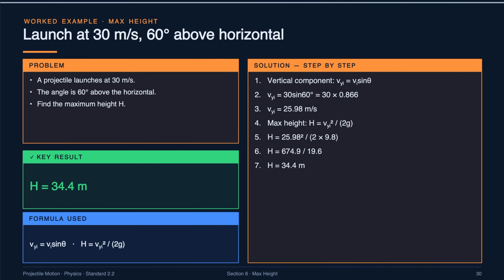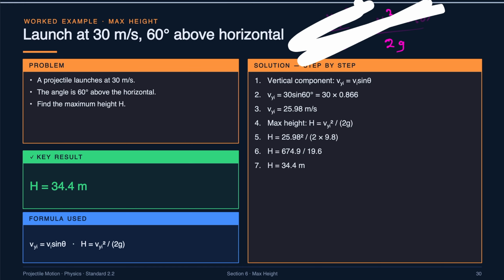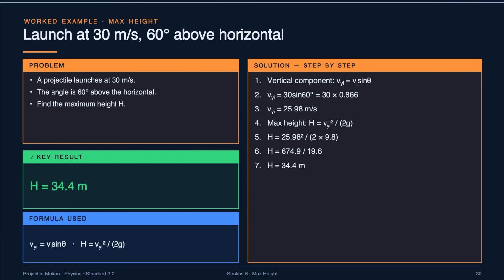And before I go any further, you can just write velocity y initial squared over 2g, or you can write velocity initial times sine theta, squared, which becomes velocity initial squared sine squared theta over 2g, because they're both the same thing. Velocity y is just velocity initial times sine theta. And then if you square the whole thing, it becomes velocity initial squared times sine squared theta. But now let's go over a practice problem.